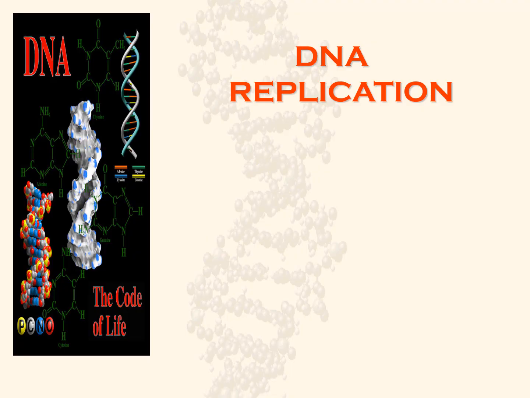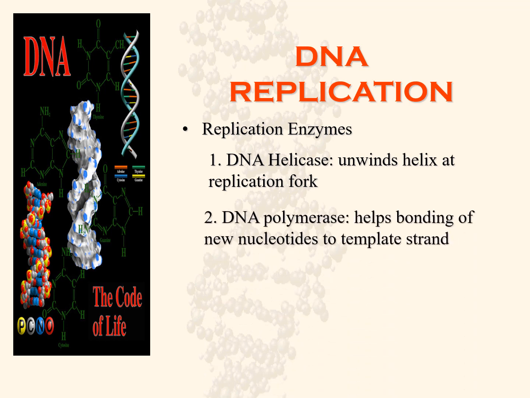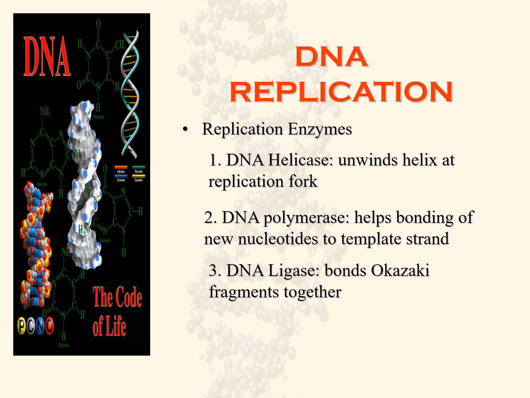Let's review the enzymes that we've discussed so far that you need to know. So first off, we have DNA helicase, which unwinds the helix like the replication fork. We have DNA polymerase, which binds the new nucleotides to the template strand and adds the nucleotides to the 3' end to make that 5' to 3' DNA synthesis. And then we just talked about DNA ligase, which then bonds the Okazaki fragments of the lagging strand together. So you are responsible for knowing the function of these three different enzymes during DNA replication.